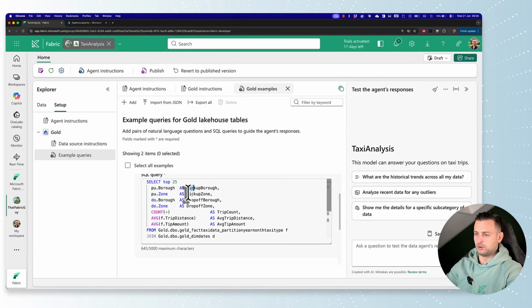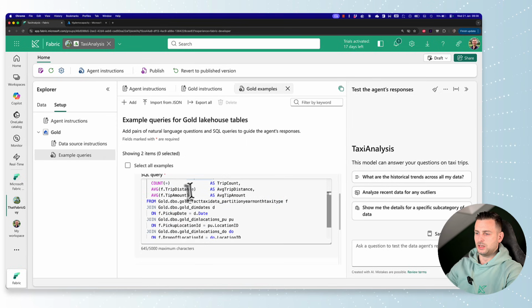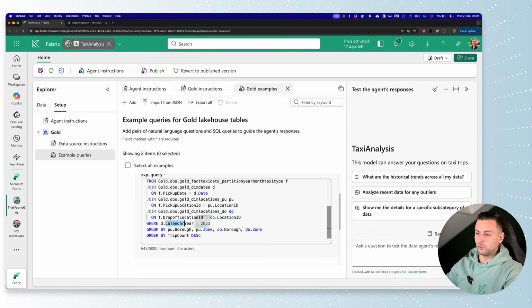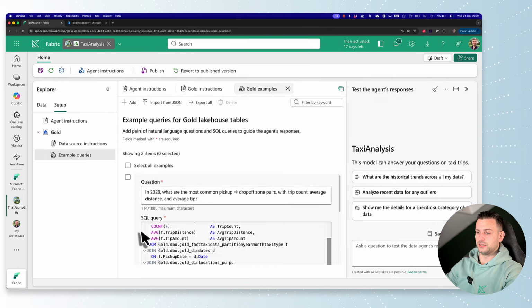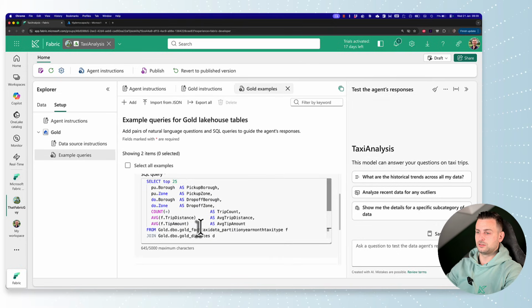Pick the pickup borough and zone, drop off borough and zone, and give me the trip count, distance, and tip amount from the taxi data partition by year, join on dates, join on locations, where the year is 2023, group by, and do an order by so that I get to see the most popular one on top. Now, this does a few things. This helps the model understand the more complicated questions that go across many tables. It also helps the model understand how I actually set up my analyses.